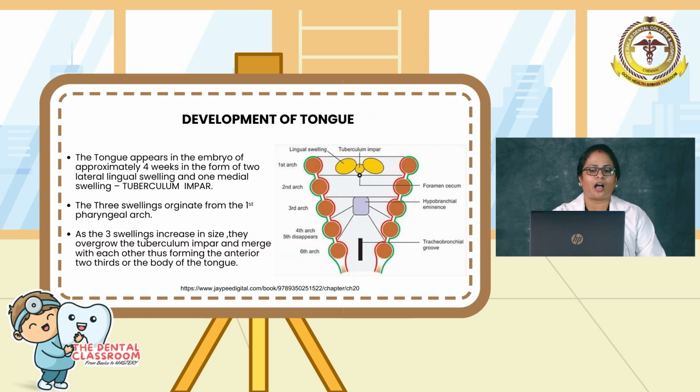So now let's see how the tongue develops. In this picture, you can see the tongue starting to form around the 4th week. Notice the two yellow side swellings that you can see in this picture. These are lateral lingual swellings. In the midline, there is a purple swelling called the tuberculum impar. All three come from the first pharyngeal arch. As the side swellings grow, they meet and fuse together, covering the midline swelling. This fusion forms the anterior 2/3 of the tongue, or what we call the oral part of the tongue.